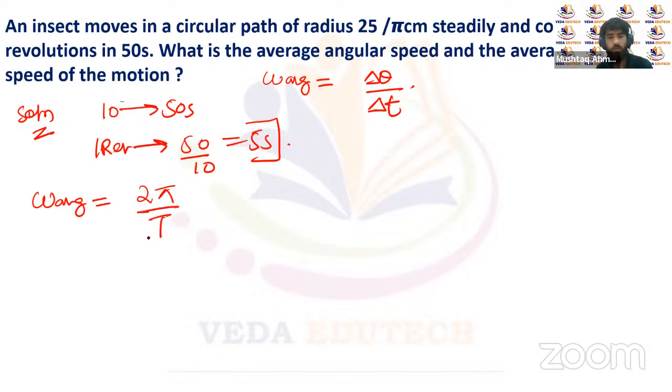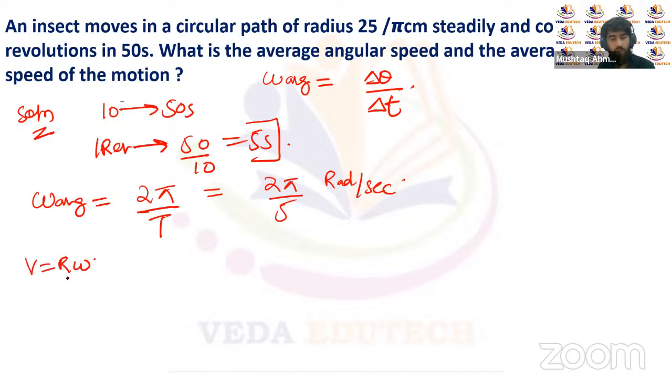2 pi upon the time period. So in one complete revolution, it will cover an angle of 2 pi with a time period of T. The time period is given here, that's 5 seconds. That's 2 pi upon 5. So this will be the average angular velocity, 2 pi upon 5 radians per second. We know that V is equal to R omega.